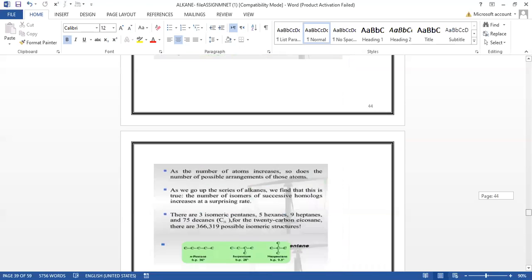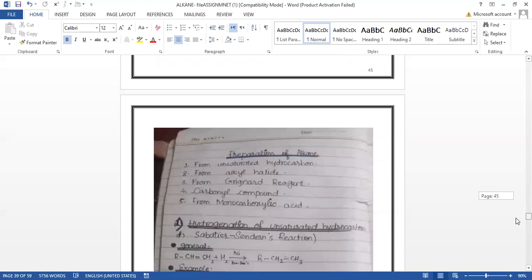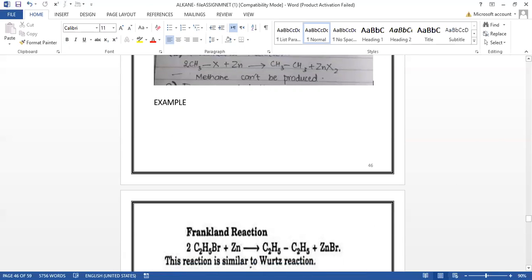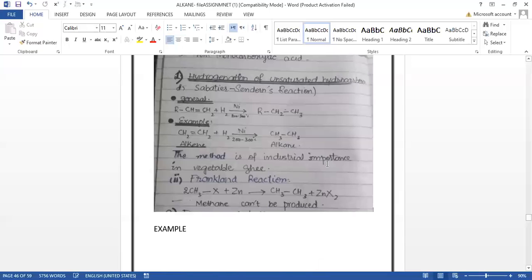Now I'm going to talk about the preparation of alkanes. Alkanes can be prepared from unsaturated hydrocarbons, alkyl halides, from Grignard reagent, from carbonyl compounds, and from carboxylic acids, monocarboxylic acids. And the first reaction is hydrogenation of the unsaturated hydrocarbons, the Sabatier-Senderens reaction.